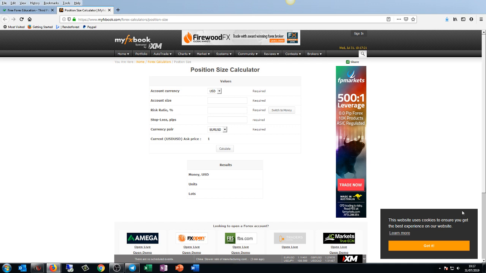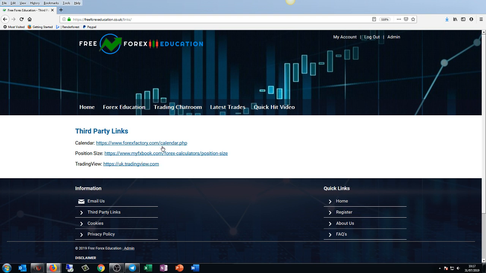Just as Jamie said there, they're very good in my opinion, because they're directly linked to the market. So whereas with a lot of position size calculators you need to input what the current rate is and where your stop loss is going to be in terms of the rate, this is already linked. So all you do is put in your currency, the account size, the amount that you're risking, your stop loss and the currency pair, and it calculates it for you. So it's very, very handy. The other third party link was just TradingView, so they're there just in case anybody wants to use them.